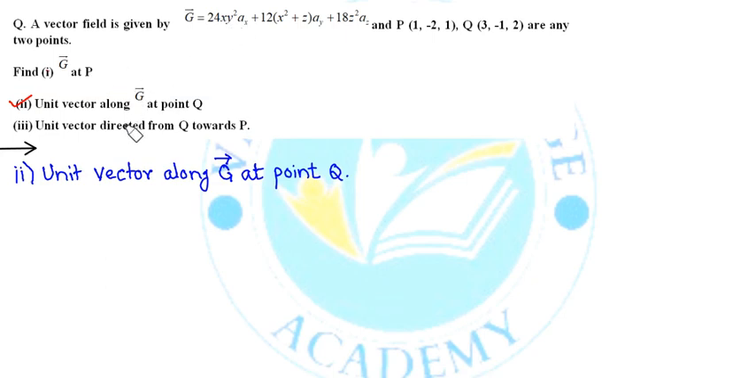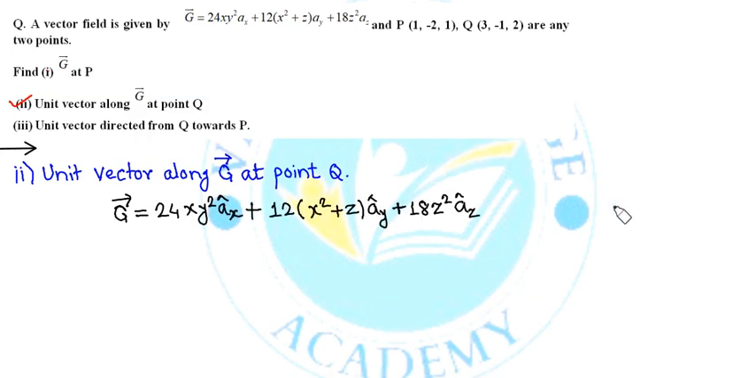Now in the second part what we have to do? We have to put the values of that point Q within your given vector g. So we are going to do that one. So again we are going to rewrite that given vector g. So what is your given vector g?